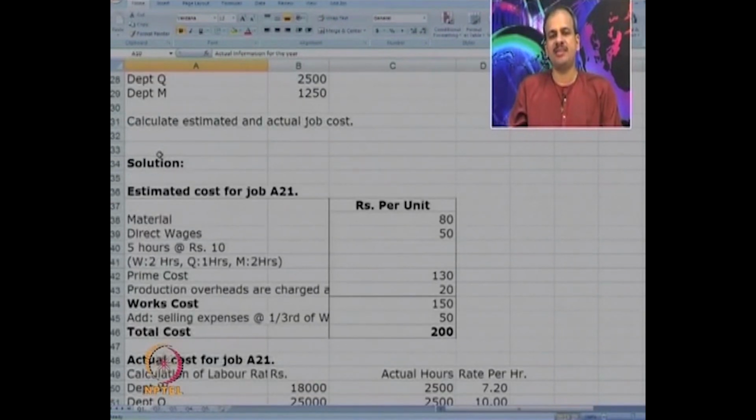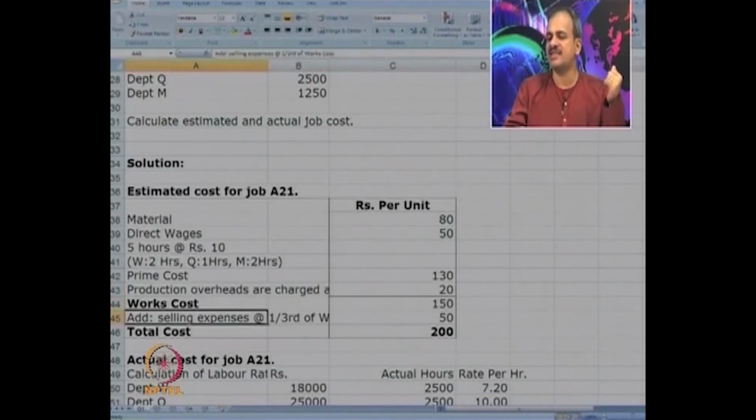So this is the estimated cost sheet for job A21. Material cost, as was given, is 80, direct labor is 50. So prime cost, which is the total of all direct expenses, is 130. To this, production overheads are charged. You know that they are to be charged at 40% of direct labor. So 20 is charged, 40% of 50.